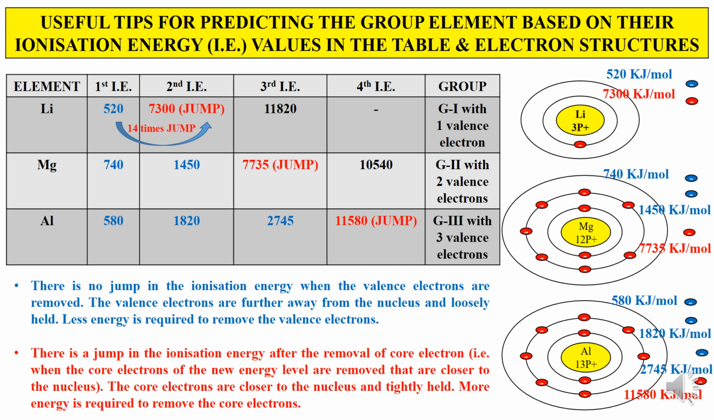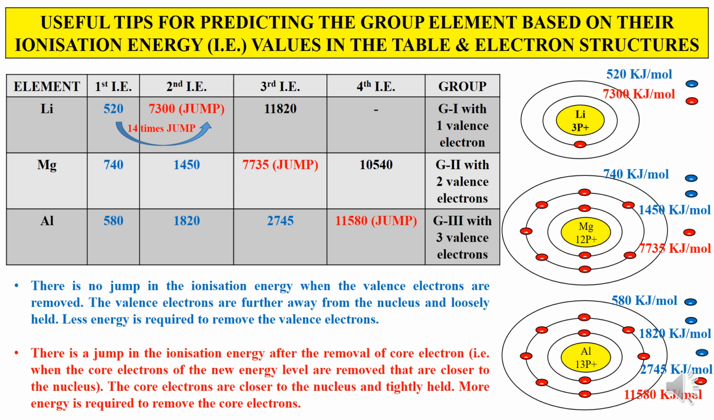While in case of core electrons, there is a jump in the ionization energy after the removal of core electron, because the core electrons are closer to the nucleus and tightly held because of the electrostatic force of attraction between the positively charged protons and the negatively charged electrons that are closer to the nucleus. And therefore, more energy is required to remove the core electrons.